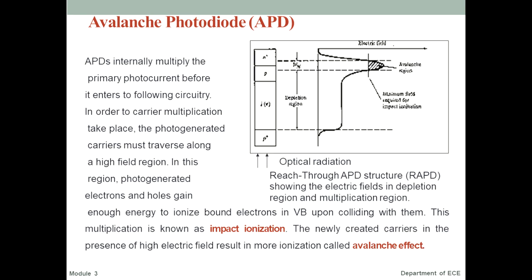Here they will gain energy, and they will tend to ionize the bound electrons in the valence band upon colliding with them. This multiplication is known as impact ionization. The newly generated carriers in the presence of high electric field result in more ionization. So more ionization is taking place due to the impact ionization. This effect is called the avalanche effect.